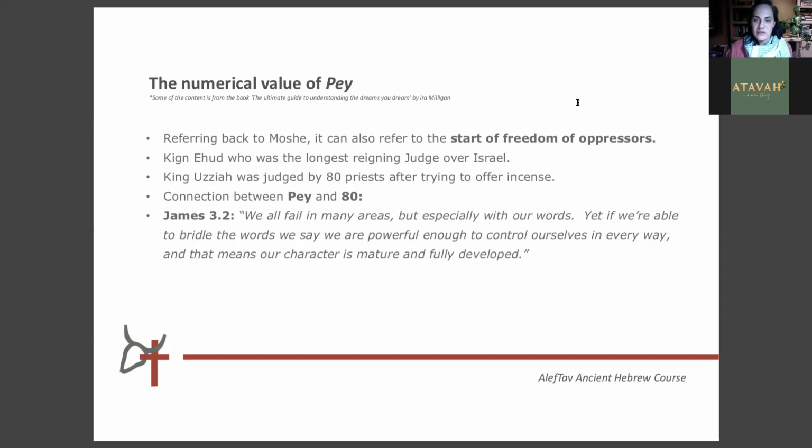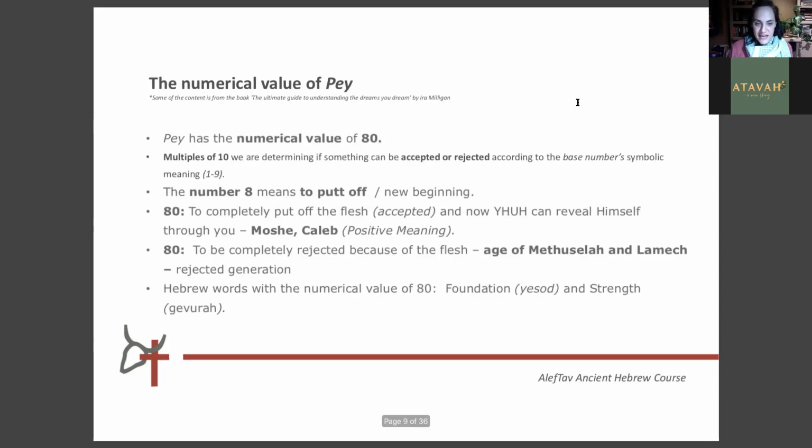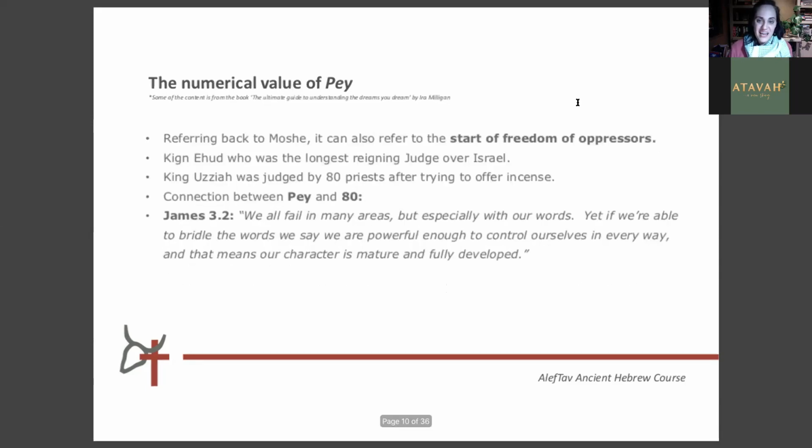So if we look at here, that 80, that's now 8. Sukkot has 8 days, but 80 means to completely put off. In other words, the Sukkot of Sukkot, the final Sukkot. And then if 80 also refers to the start of freedom from oppressors, that will be the beginning of a season where we will not be oppressed by our enemy.